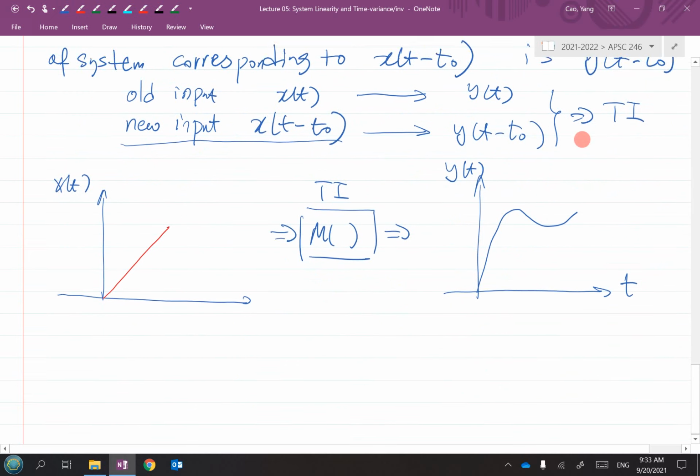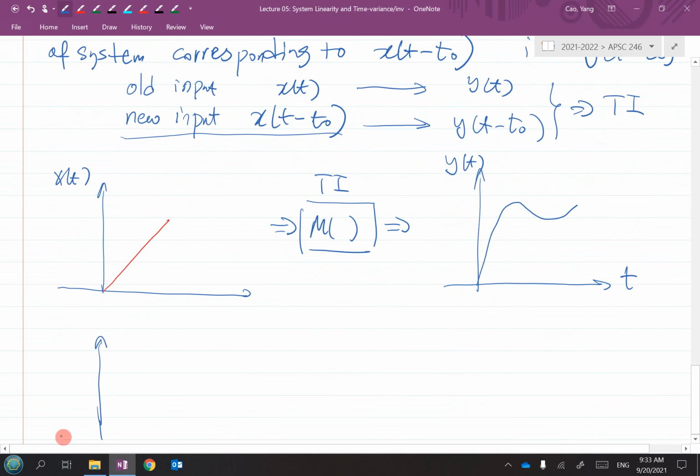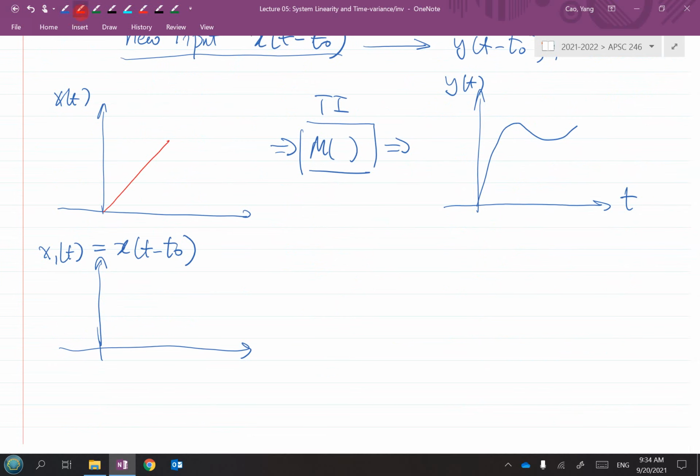So now you decide to give the system a new input. Let's call it x1 of t. And this new input is a shifted version of your previous input. So you're shifting to the right by t naught. Everything is just shifted to the right by t naught. You give it to the same system, the same TI system.